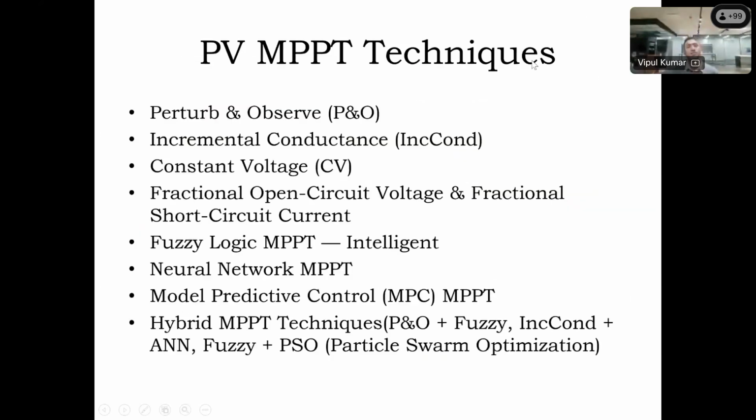So for PV there are different control techniques. We have implemented four PV techniques: P&O, incremental conductance, constant voltage, and fractional open circuit voltage and fractional short circuit current. How constant voltage, P&O and incremental conductance work, I think everyone knows about those techniques.